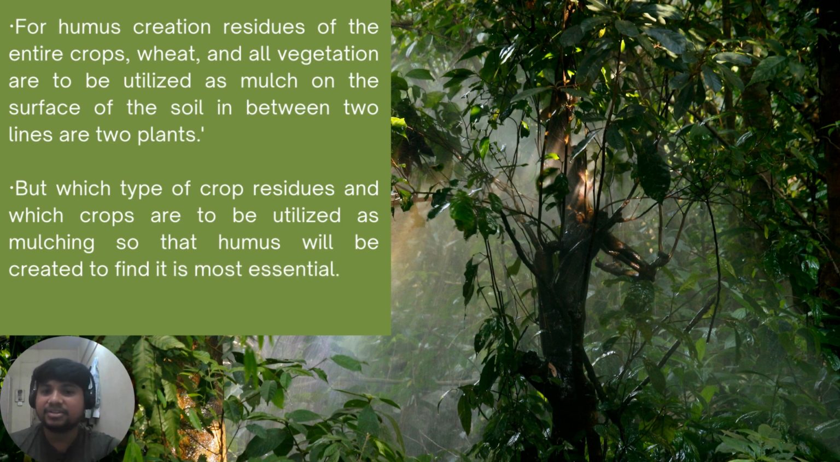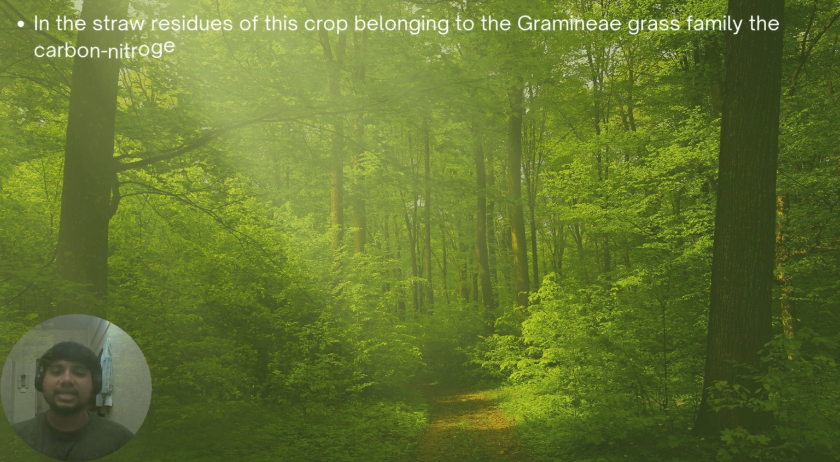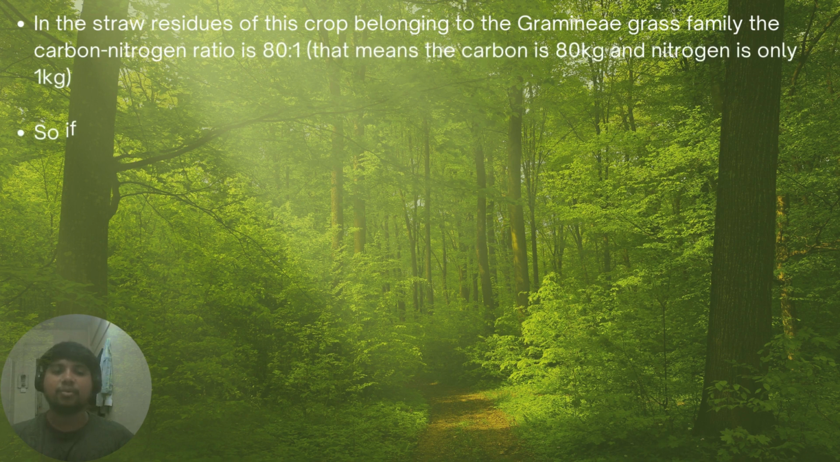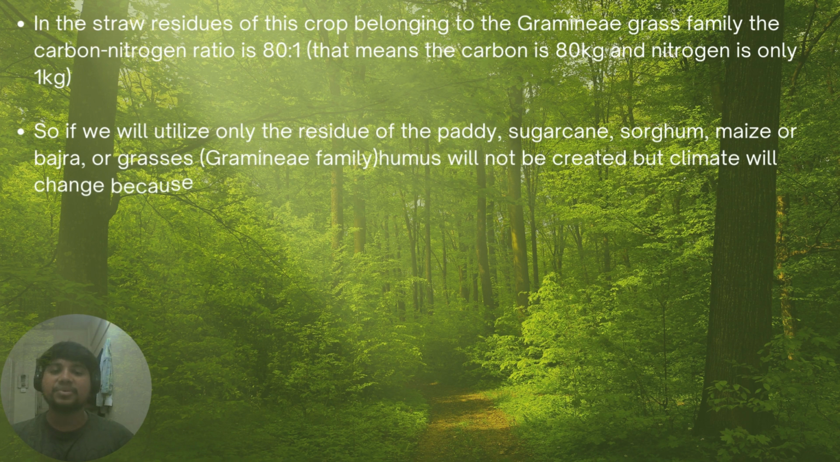If we utilize the residues of those crops which belong to the Gramineae family, meaning all the cereals and millets belong to this family, and all other grasses, whether humus will be created or not is to be studied now. In the straw residues of these crops belonging to the grass family, the carbon nitrogen ratio is 80 to 1. That means if we mulch the soil with these crop residues and give Jivamrut, the carbon will be released. The entire 80 kg of carbon is released, but only 1 kg of nitrogen is released for humus creation.